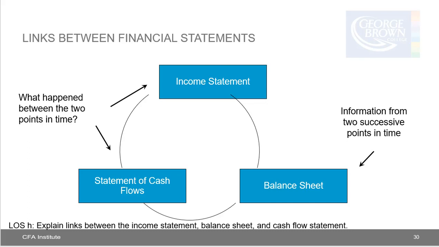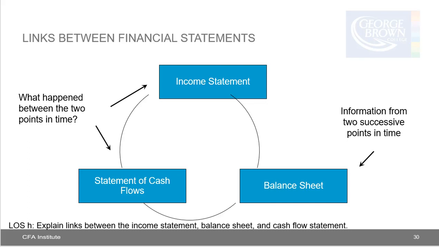So although each major financial statement, the income statement, balance sheet, and cash flow statement, offers different types of financial information, they're not entirely separate. For example, the income statement is linked to the balance sheet through net income and retained earnings.